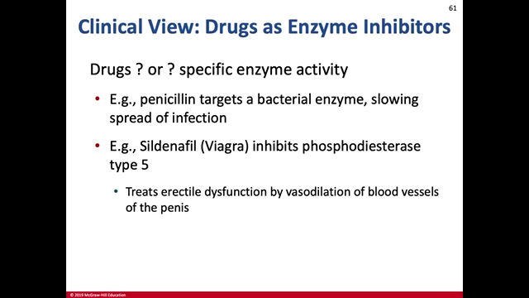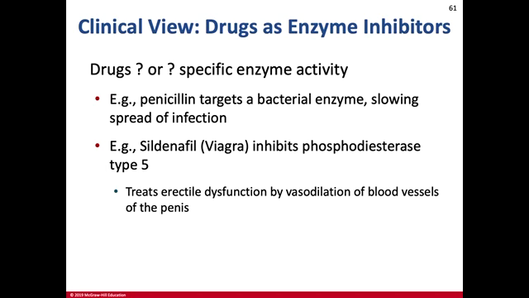An example of drugs that act as enzyme inhibitors include things like penicillin, which can target a bacterial enzyme that helps to build the cell wall of certain bacteria. And the result is that the cell wall is incomplete. And when the bacteria hit an osmotic challenge, they rupture and die, okay?